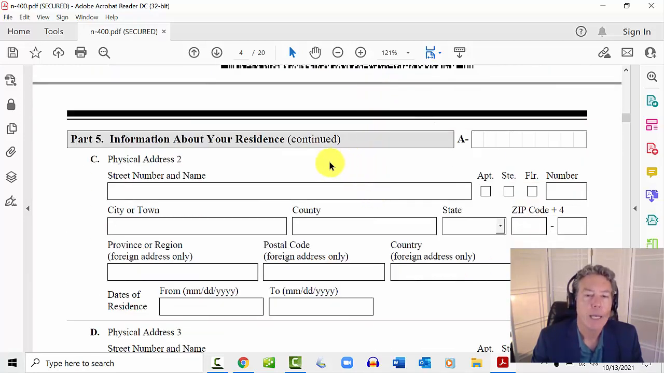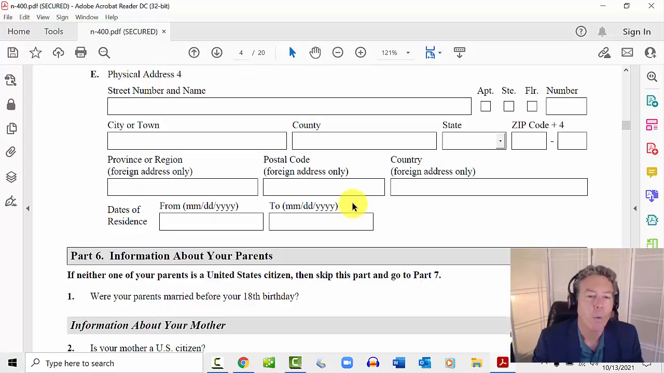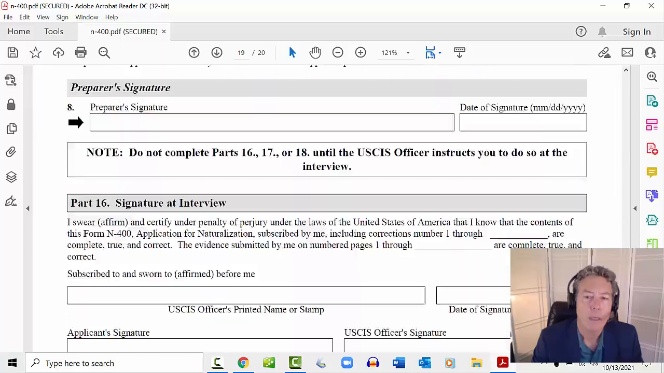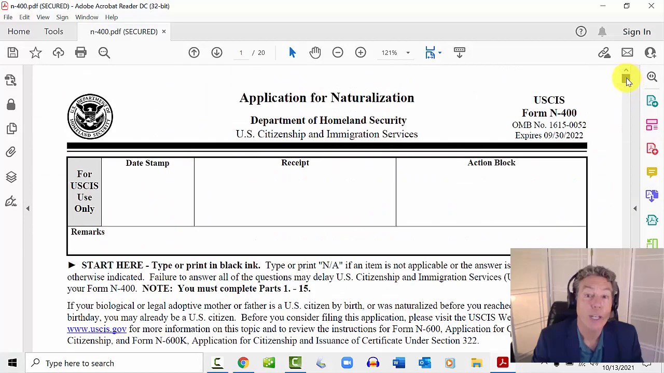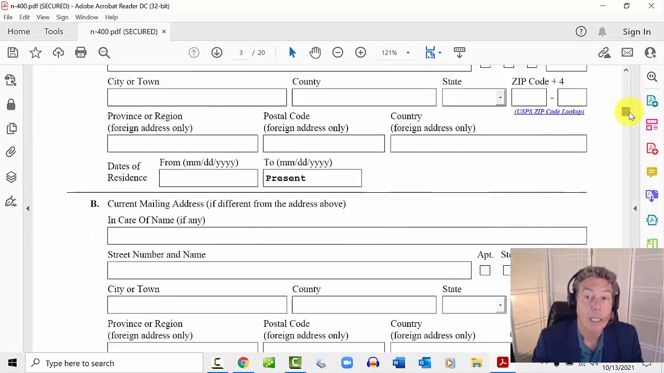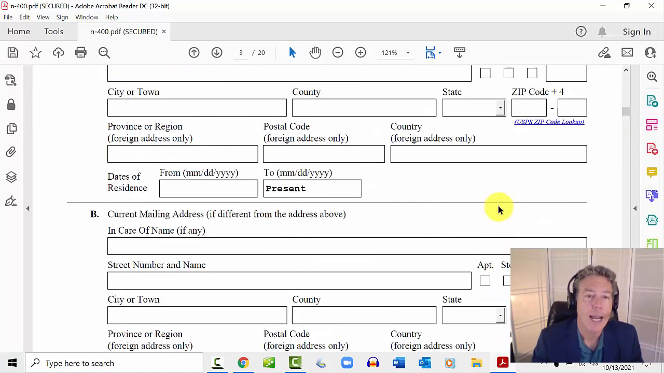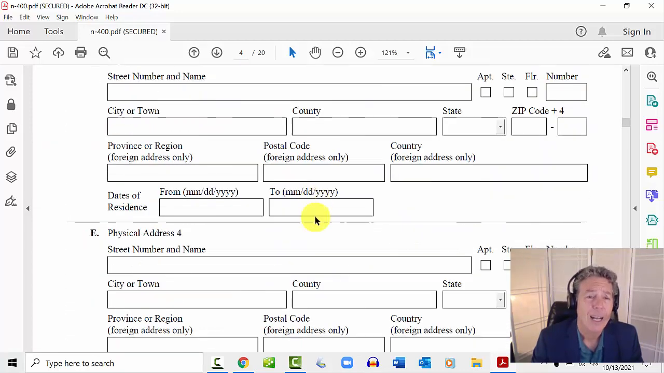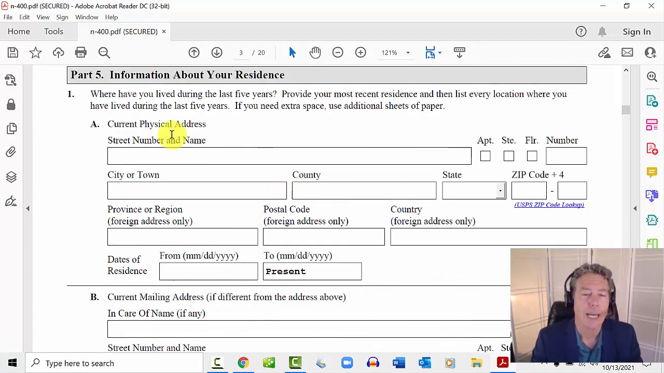Current mailing address, information about your residence number 2, they're going back in time. Physical address 3, going back in time. 4, going back in time. And if you have more residences, then at the very end of this form there should be, let's see, no, they don't have one here. If you have more than 4, then you do an addendum and list those addresses more than 4 years back, because what they're saying is going 5 years back. Most people don't have more than 4 residences in 5 years, so most people are going to be fine for the last 5 years.